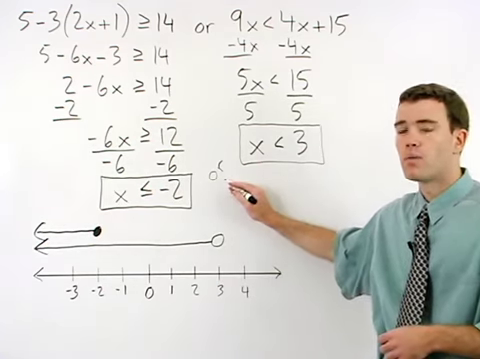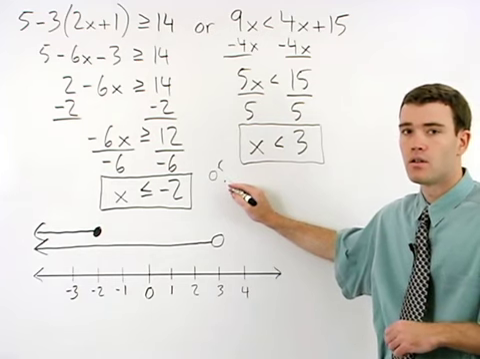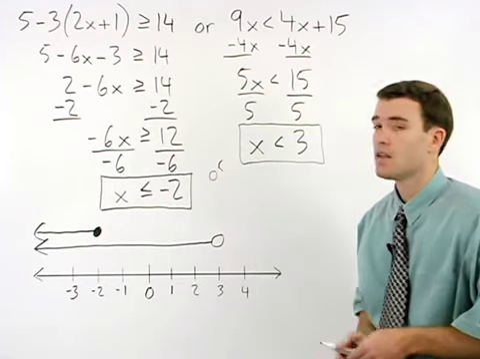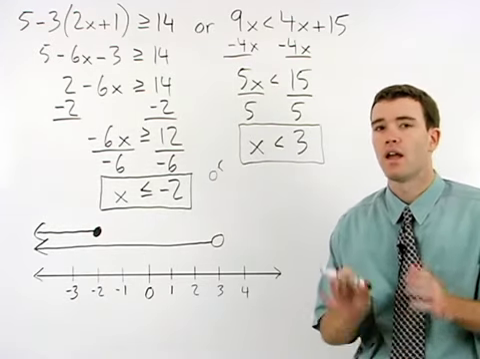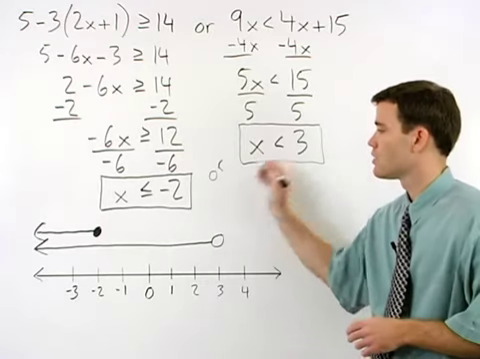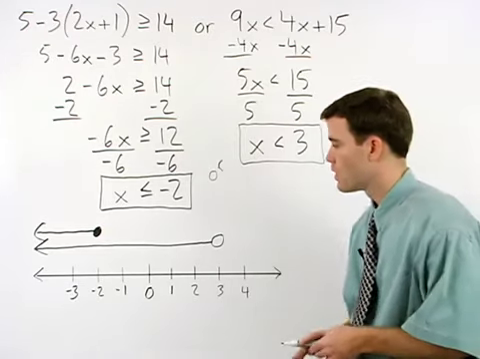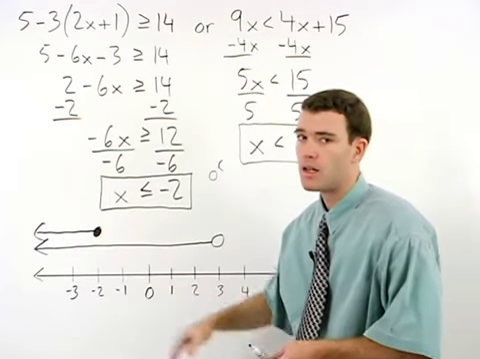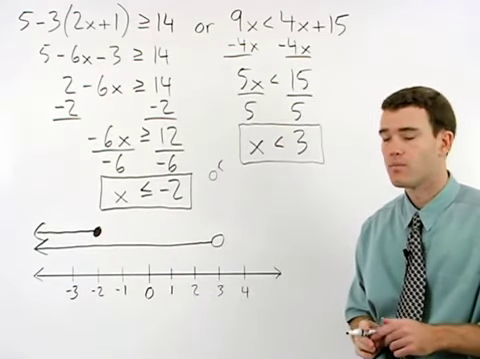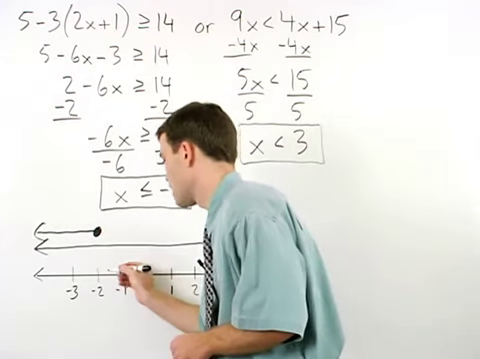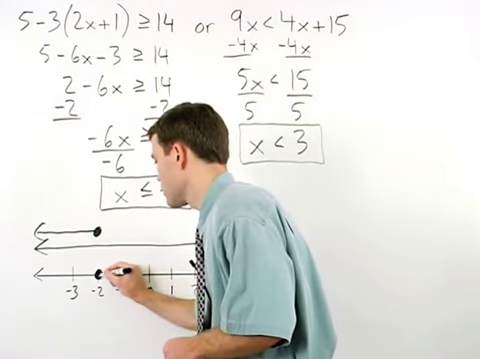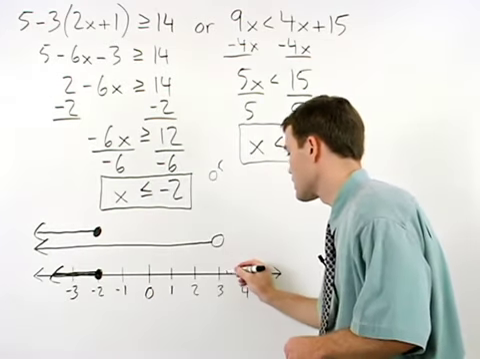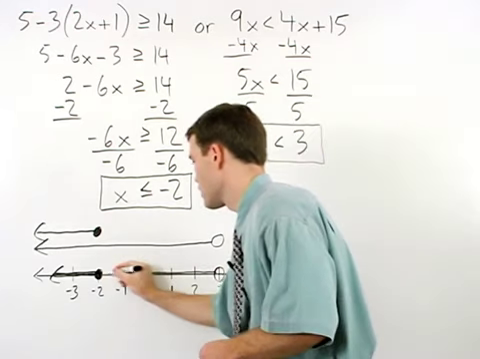Remember that OR represents union. And the union of these two inequalities means that our answer will include everything that's mentioned in the two inequalities. So all we have to do is bring both of these graphs down to the number line and see what we're left with. So we have x is less than or equal to -2, along with x is less than 3.